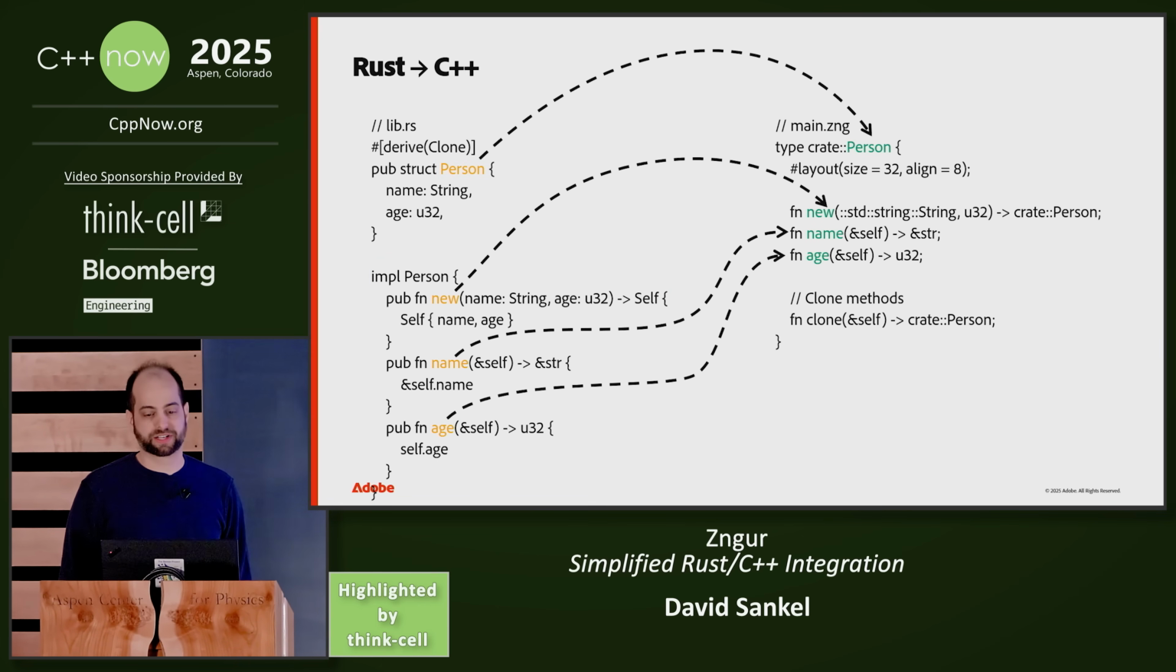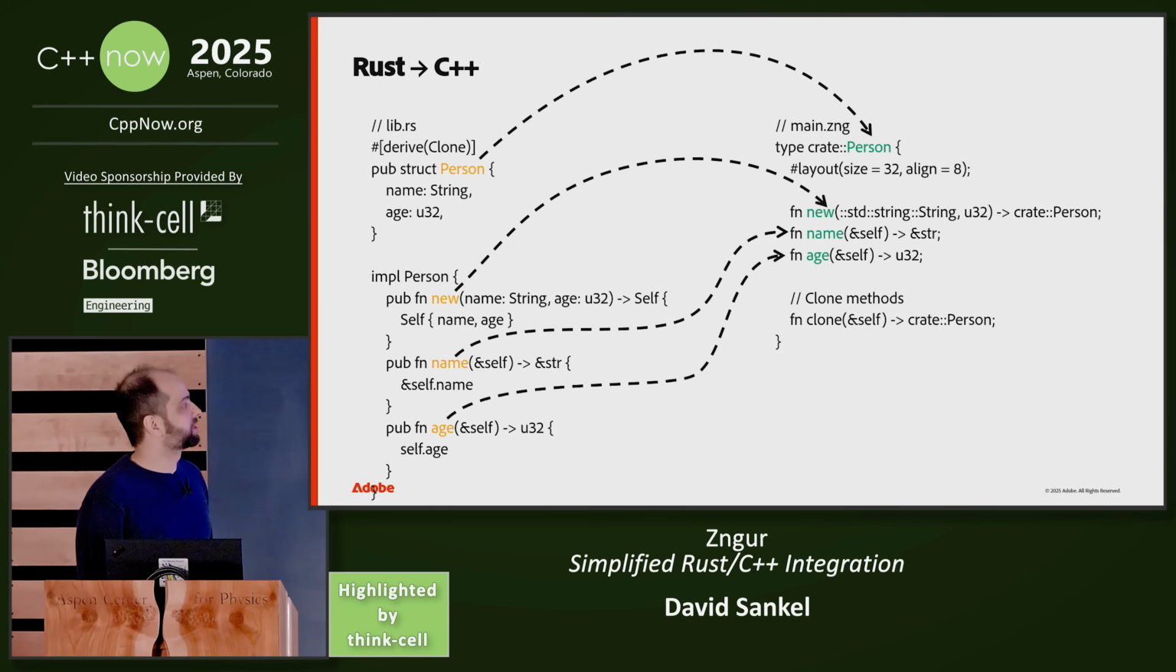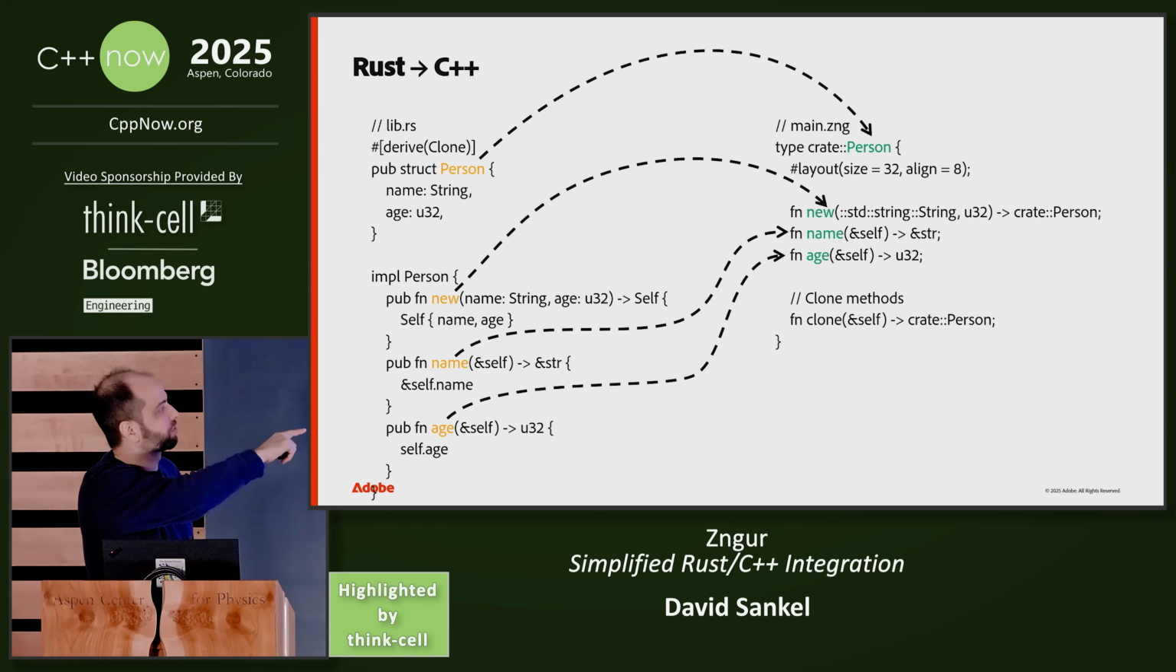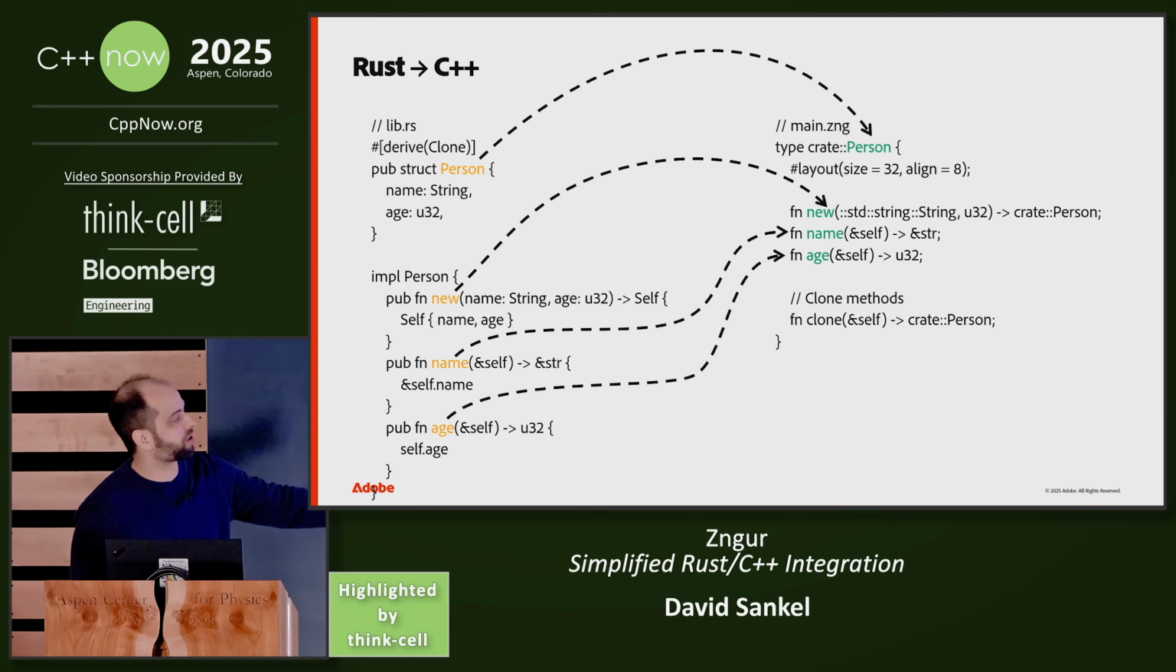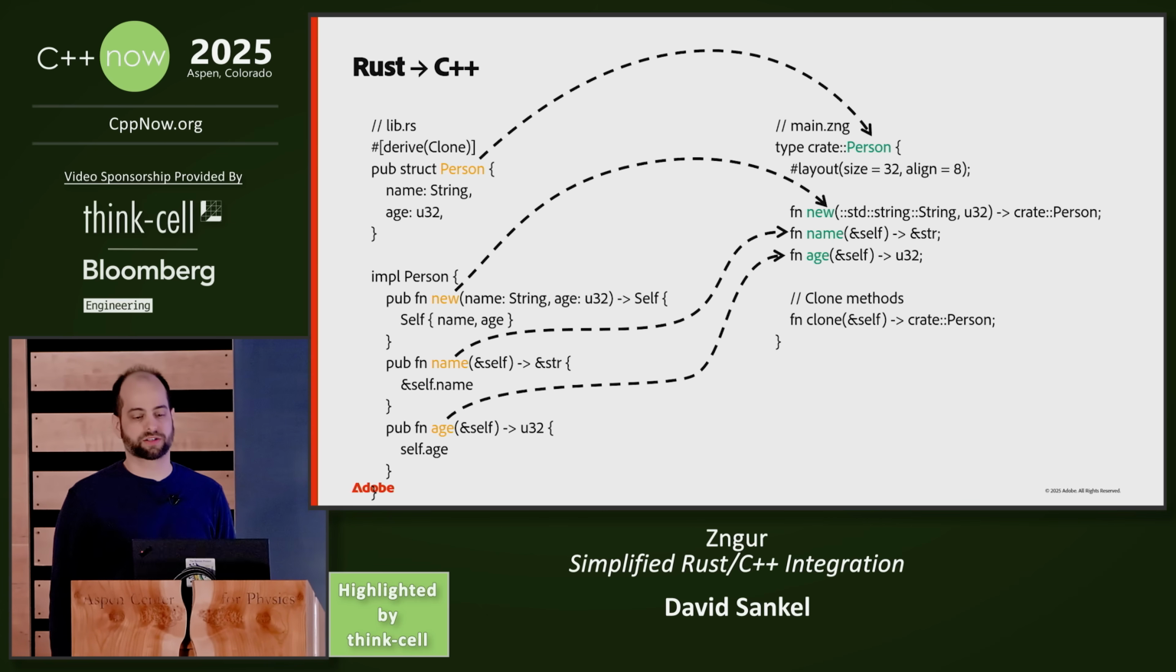Once we have a Zngur file, you can just see that essentially this is straightforward. You see the struct Person over there on the left. On the right, you see we have a type called Person inside of this crate. You see new, name, and age. Those are all reflected on the right-hand side in your Zngur file.